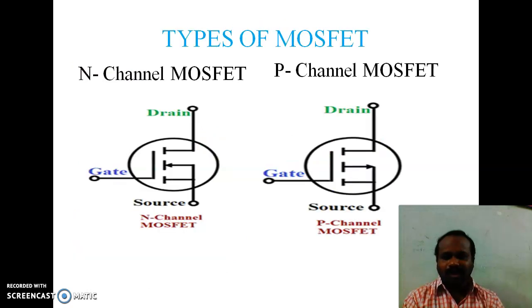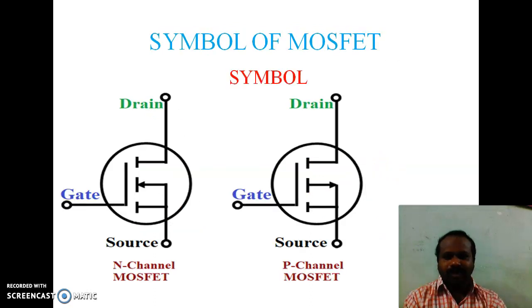Types of MOSFET. There are two types of MOSFET, N-channel MOSFET and P-channel MOSFET. In the N-channel MOSFET, the arrow is towards inside, and in the P-channel MOSFET, the arrow is towards outside. Symbol for the MOSFET: this is the symbol for N-channel MOSFET, and this is the symbol for the P-channel MOSFET.